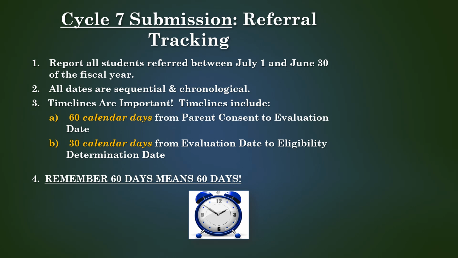Remember that you have 60 calendar days from the day the parent gives consent to complete the evaluation and that the evaluation date is the date the last test is given. In addition, you have 30 calendar days from the evaluation date to the eligibility determination date or the evaluation conference. Remember that those days are calendar days rather than business days, meaning that weekends and holidays count as a part of the 60 and 30-day time frames. Also, be aware of those months that contain 31 days because you may become out of timelines by 1 day or two.